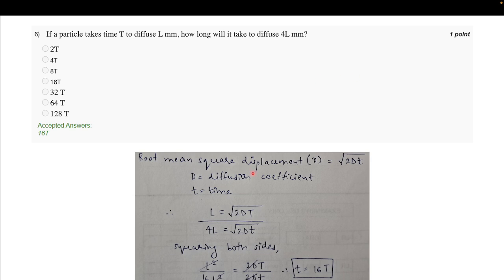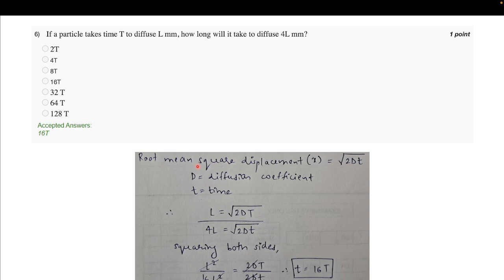Oh, yeah. Okay. So the question is, if a particle takes time t to diffuse L mm, which means we have been given a distance and the time it takes to travel this distance, and then if it wants to diffuse 4L, which means 4 times the previous distance, how long is it going to take?